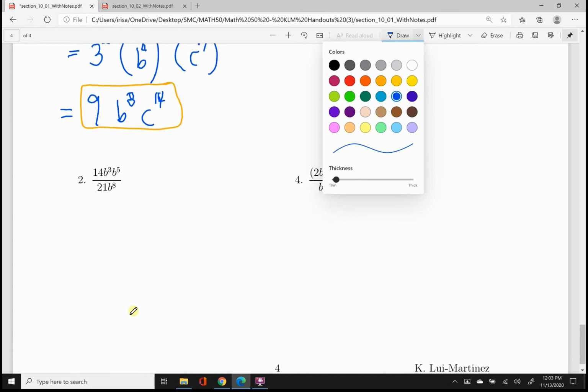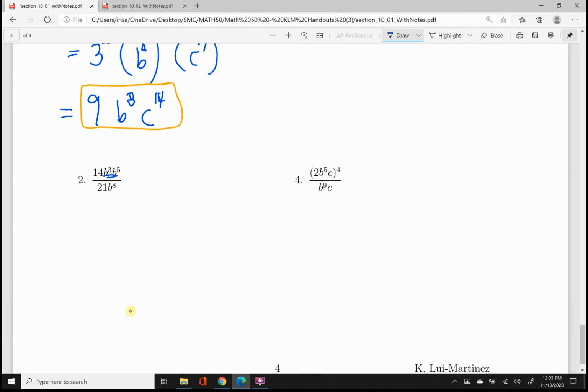Okay, number 2. Here's what I would actually do first. I would deal with these b's in the numerator first. b to the 3rd power times b to the 5th power is b to the 8th power, because we would use the product rule, which dictates that we add the exponents together when exponential expressions are multiplied together and have the same base, and that's definitely what's happening there. I'm going to go ahead and erase that since it seems to be covering up the original problem. And then we still have b to the 8th power in the denominator here.